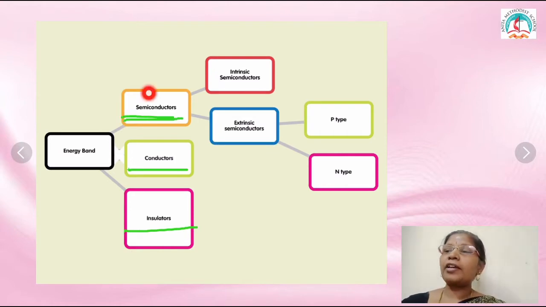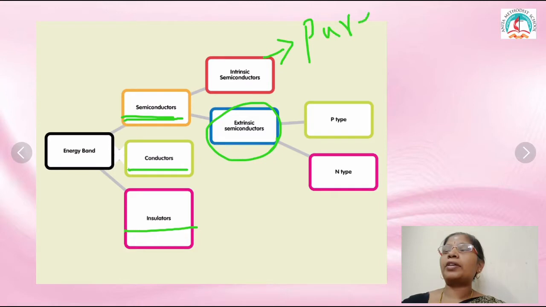The semiconductor is divided into two. One is intrinsic semiconductor, the other one is extrinsic semiconductor. What is meant by intrinsic semiconductor? The purest form of the semiconductor. No impurity is added to the semiconductor, that is called intrinsic semiconductor. Example, pure germanium and silicon.